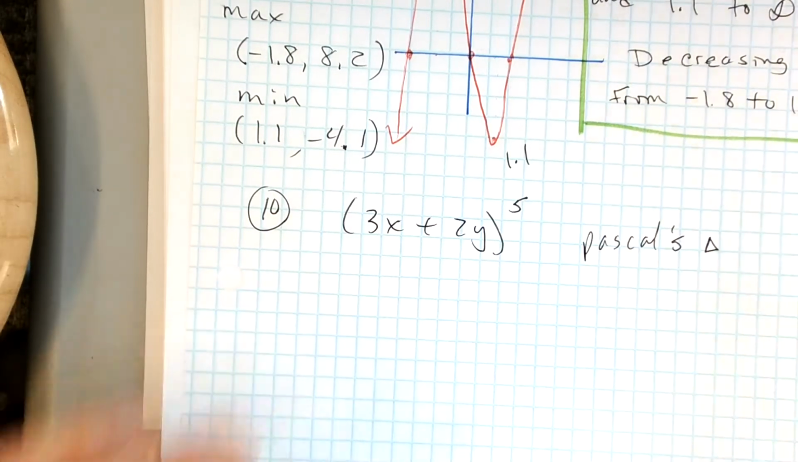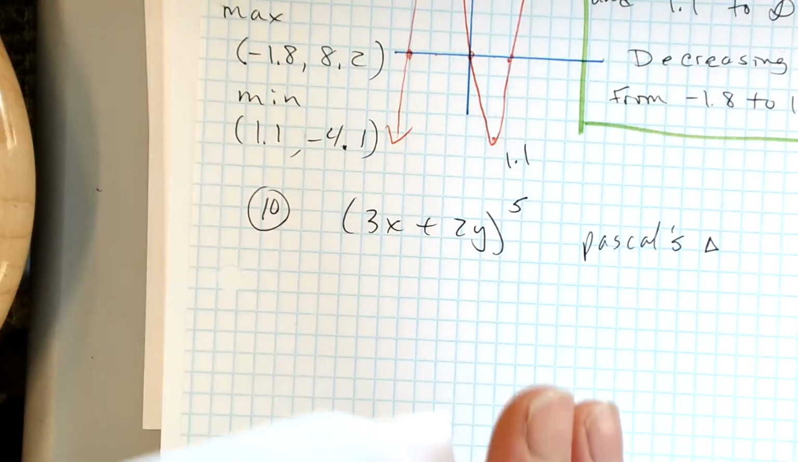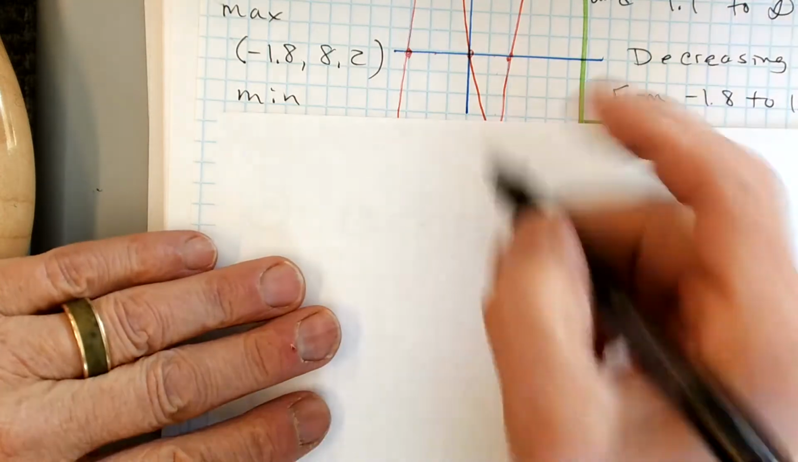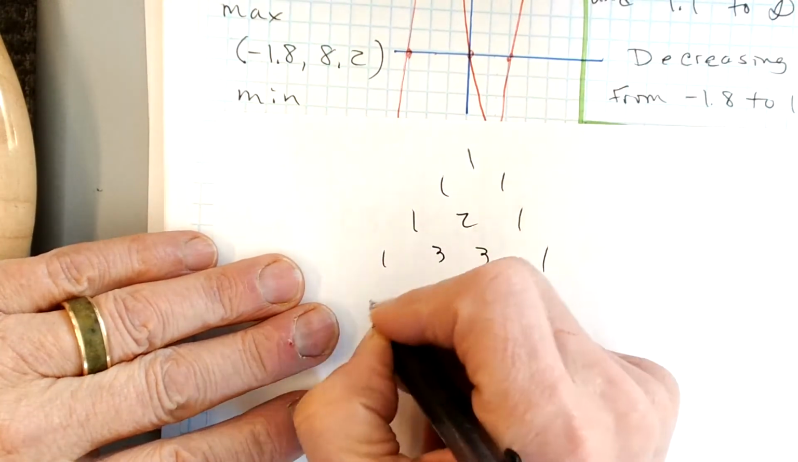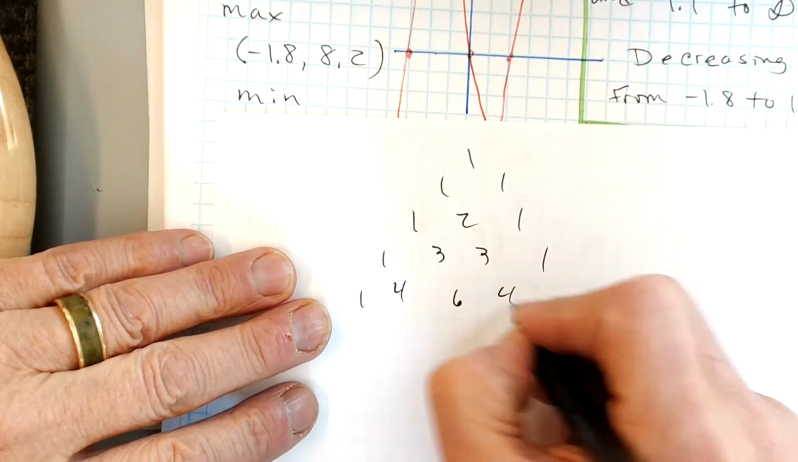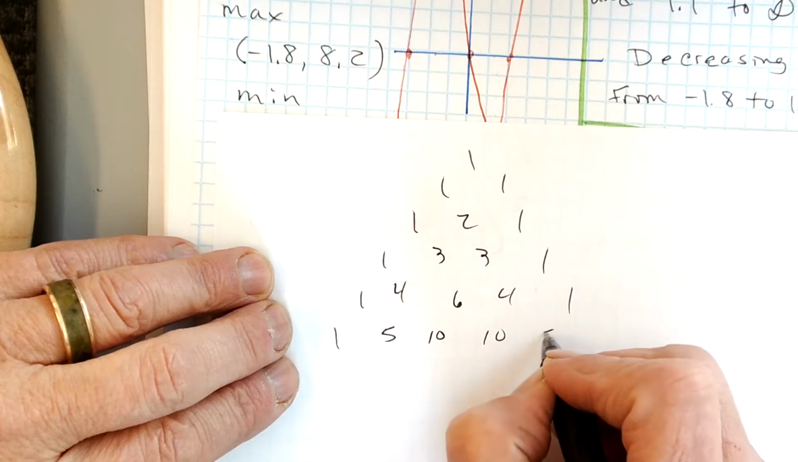I wonder if I have it around here. I can make it real quick. I can make a Pascal's triangle real fast. It'll just take me a second. Watch this. Pascal's triangle. I'm going to go 1, 1, 1, 1, 2, 1, 1, 3, 3, 1, 1, 4, 6, 4, 1, 1, 5, 10, 10, 5, 1.